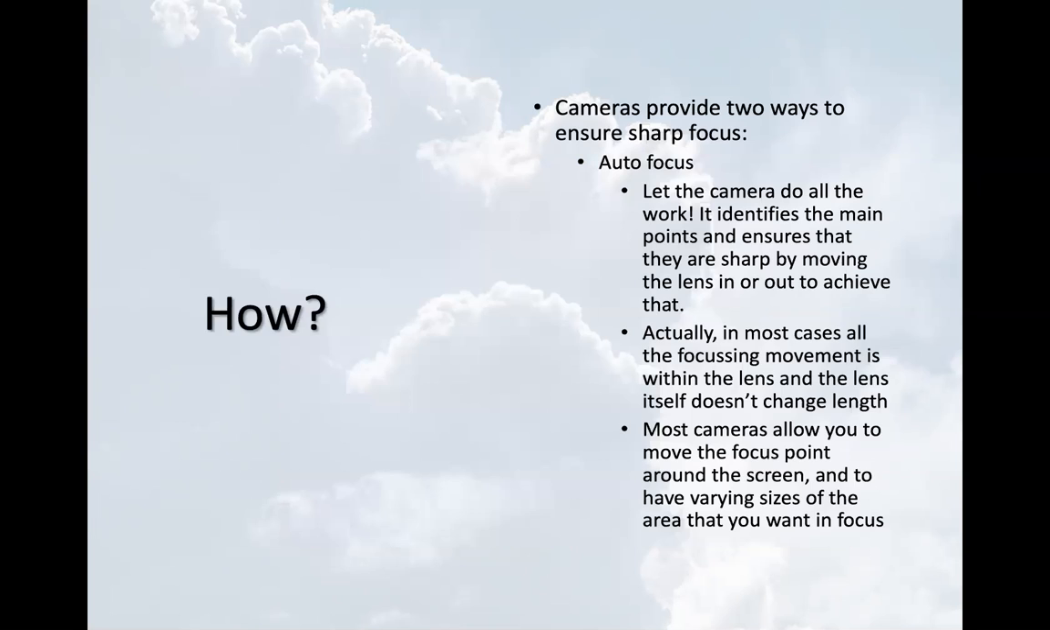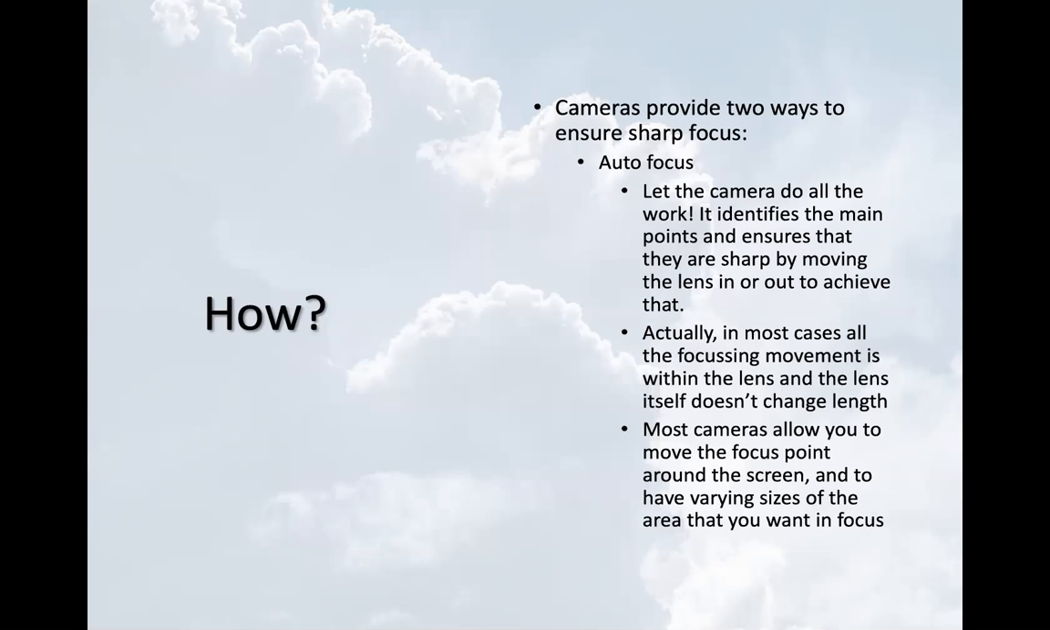Now, there are two ways you can do it. There's autofocus, where you let the camera do all the work. The camera identifies the main points and ensures that they're sharp by moving the lens in or out to achieve that. Although, to be honest, in most cases, the focusing movement is within the lens and the lens itself doesn't change length in most cameras, or most lenses.